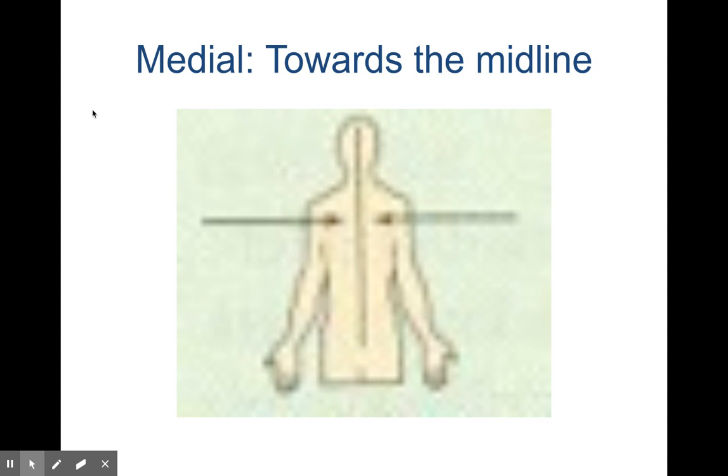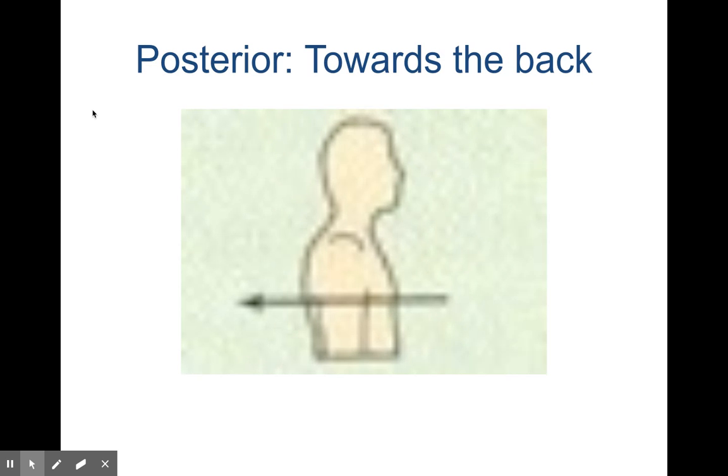Medial is towards the midline. So the nose is medial to the ear. The nose is closer to the midline than the ear is. Posterior is towards the back. So the backbone is posterior to the sternum.